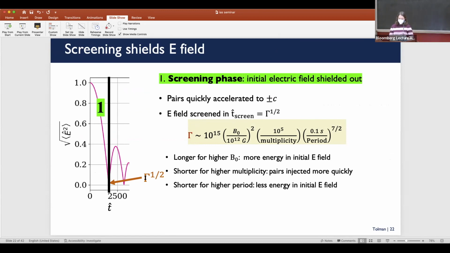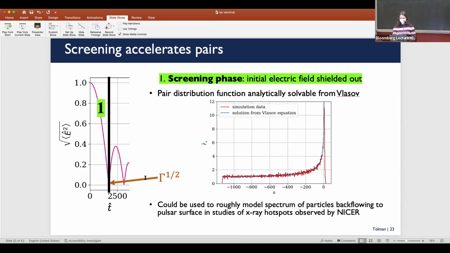So if you think about how this physics would occur in the polar cap discharge, it makes a lot of sense. In a stronger magnetic field pulsar, you have more energy in the initial electric field, so it takes longer to screen, so the screening time is higher. You have a higher multiplicity, pairs are being injected more quickly, so it's a shorter time to screen. And if you have a higher period, there's less energy in the initial electric field, so it's shorter to screen.